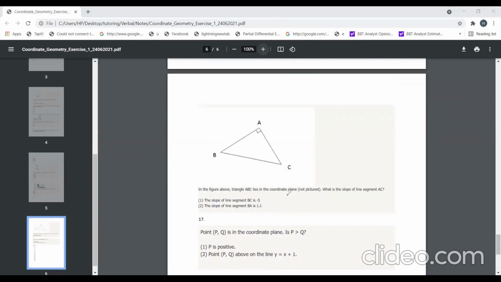In the figure above, triangle ABC lies in the coordinate plane, not pictured. What is the slope of line segment AC? So we have to find the slope of this line segment AC. Information one says the slope of line segment BC is minus 5. Information two says the slope of line segment BA is minus 1.1.